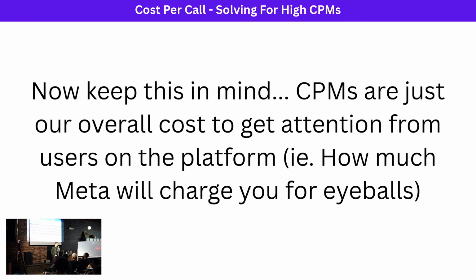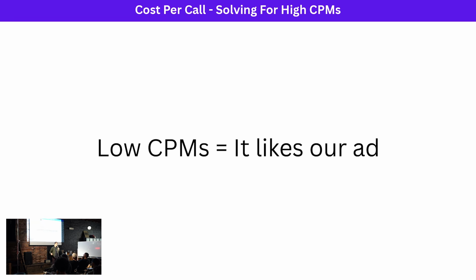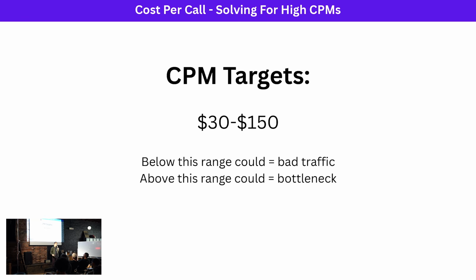Now, keep this in mind. CPMs are just our overall cost to get attention from the users on the platform. So how much Meta is going to charge us to get 1,000 eyeballs. So it's Meta's way of basically telling us if it wants to push our ad or not for cheap. So low CPMs, it likes our ad. CPM targets, $30 to $150 is usually what we see.